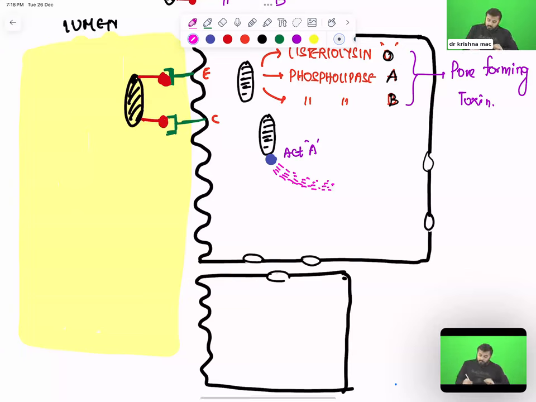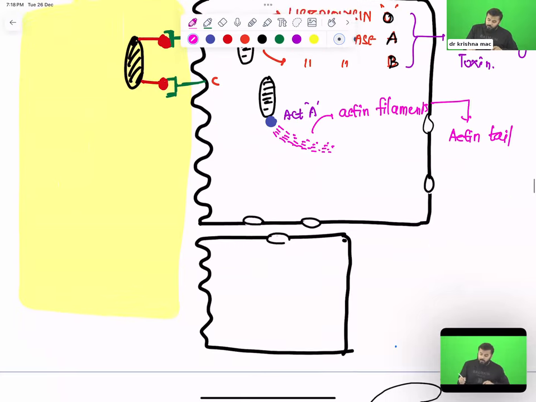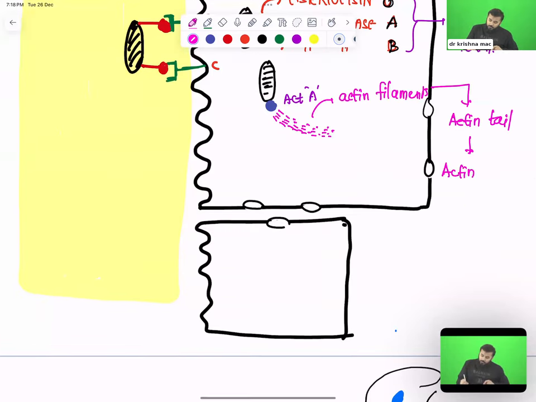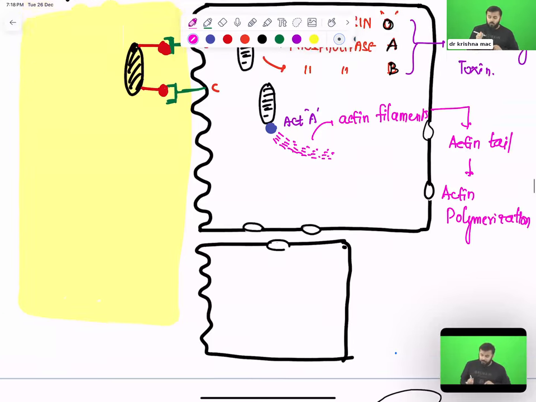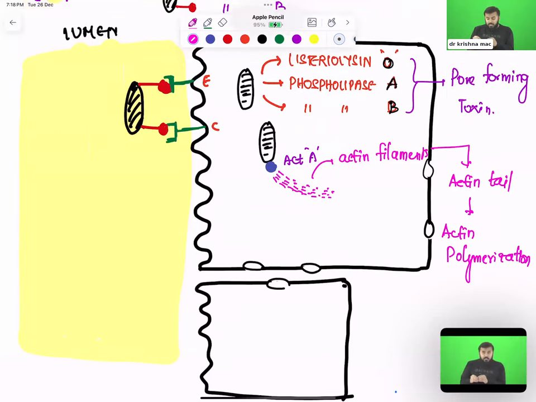What do you call this? So all these are your actin filaments. All these actin filaments together, they are forming what? Actin tail. Actin tail. And this procedure is called actin polymerization. Actin polymerization. Now what will happen? With the help of this actin filament, it will push the bacteria forward. So the bacteria can very easily swim all the way into the cell like this.